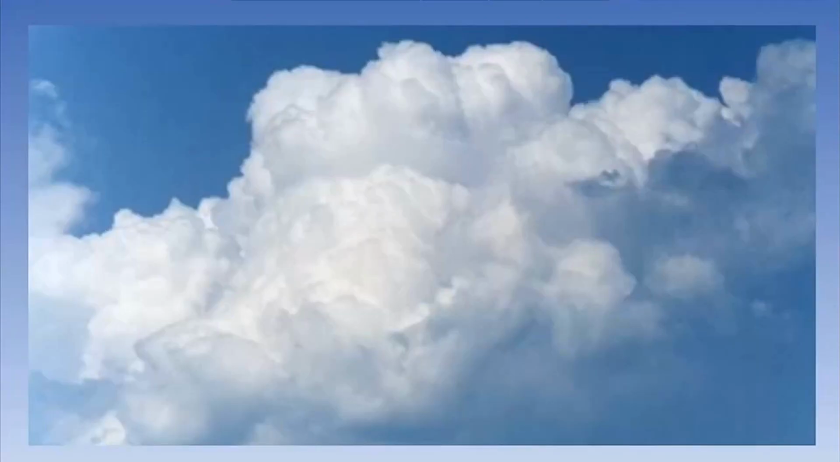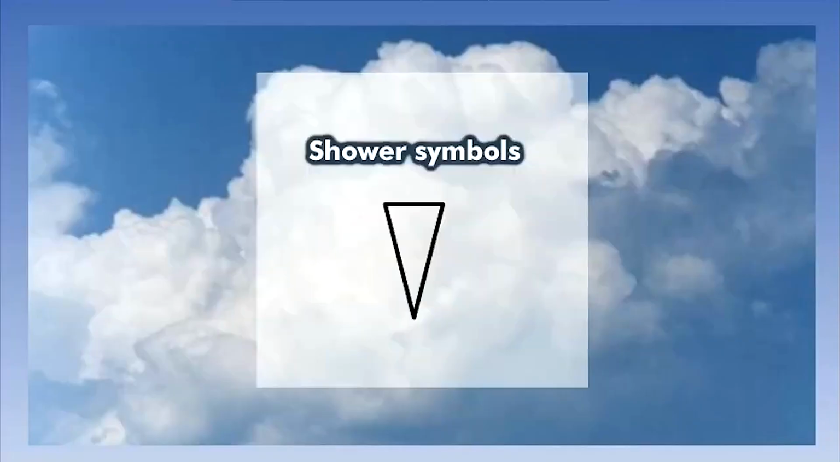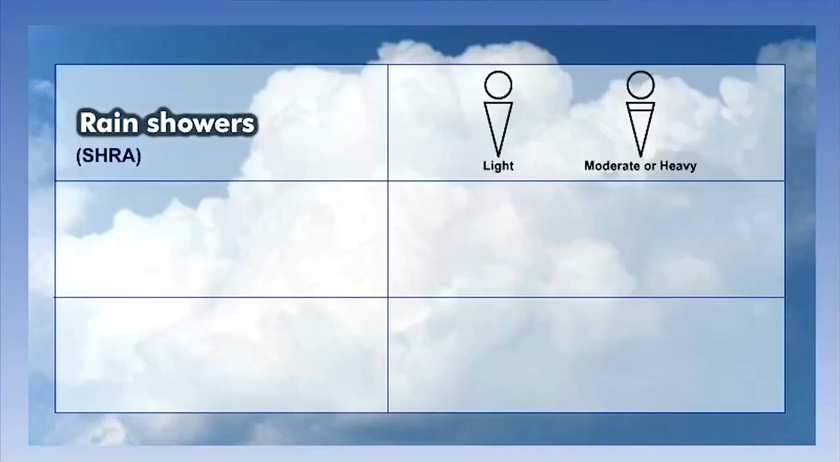Showers fall from convective or heaped cloud. They can be of rain, snow, or hail. This is a symbol for a shower. Here are the symbols and codes for each that we will encounter in aviation meteorology. Rain showers or SHRA have these symbols.